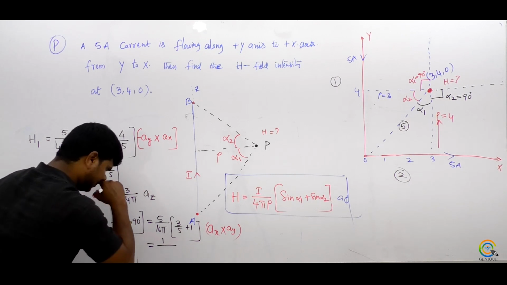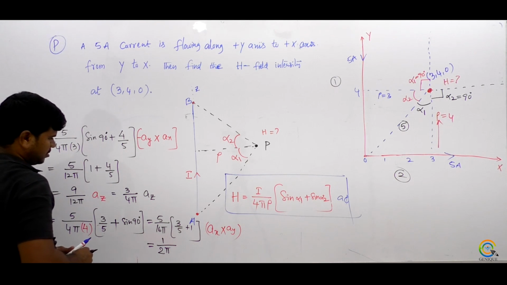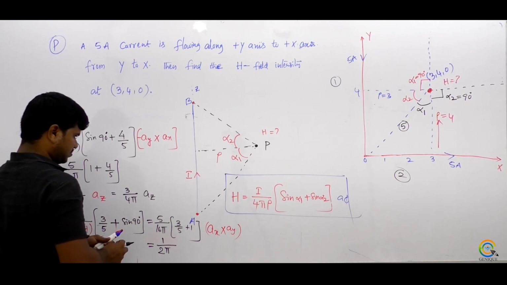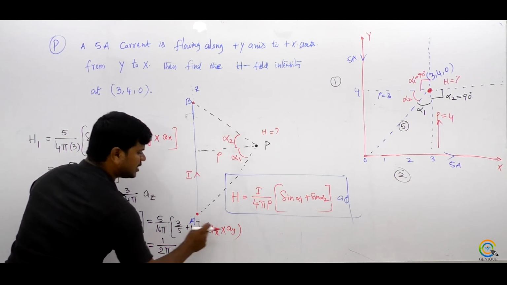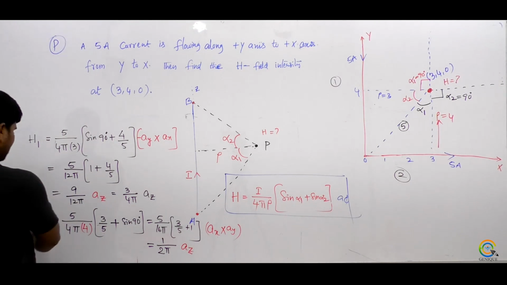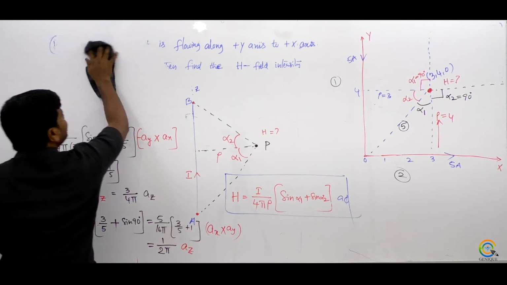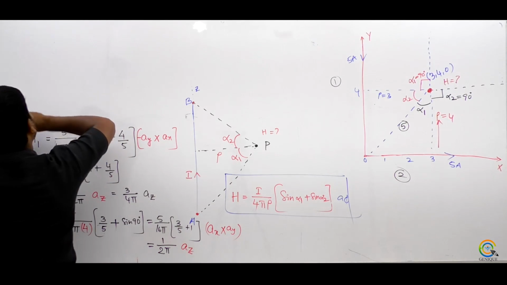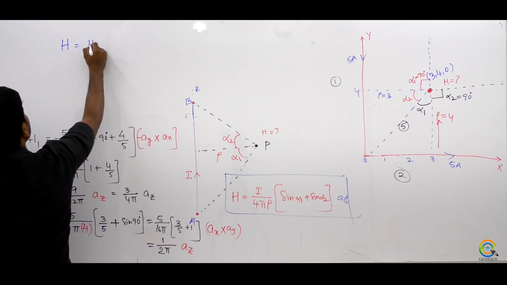So 1 divided by 2 pi Az. What is ax cross ay? Ax cross ay is Az. So this is the H2 due to this. Now what will be the total magnetic field? The total magnetic field at the given point is H equals H1 plus H2.